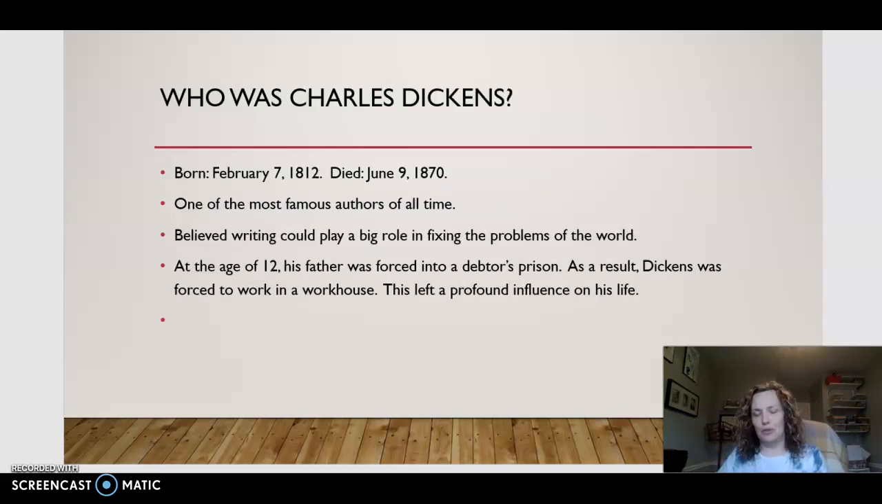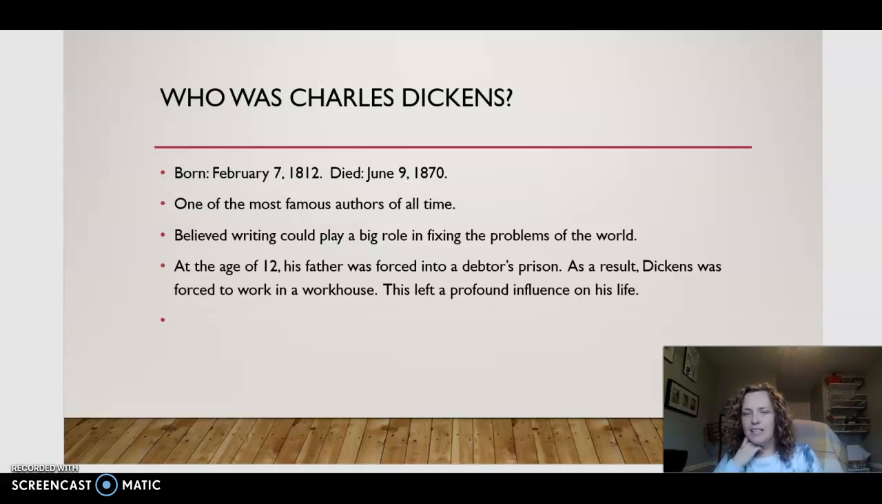I guarantee you've heard of Charles Dickens, even though you might not think you have. He was an incredibly famous Victorian author. He was born in 1812 and he died in 1870. He really believed that writing could play a big role in fixing the problems of the world, and he really uses his literature to force society to look at some of its shortcomings.